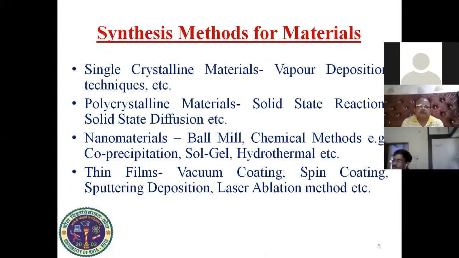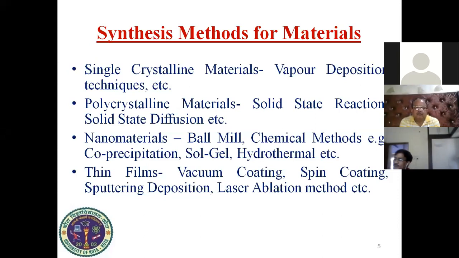Now, a brief introduction about the synthesis methods for materials. As we have studied, we have single crystalline, polycrystalline, and nanomaterials; thin films are also one part that belongs to these categories. If you want to prepare a single crystalline material, you have to go for vapor deposition techniques like chemical vapor deposition. Other techniques are also there, but this is the most important one. Polycrystalline materials can be synthesized with the solid state reaction method or the solid state diffusion method.